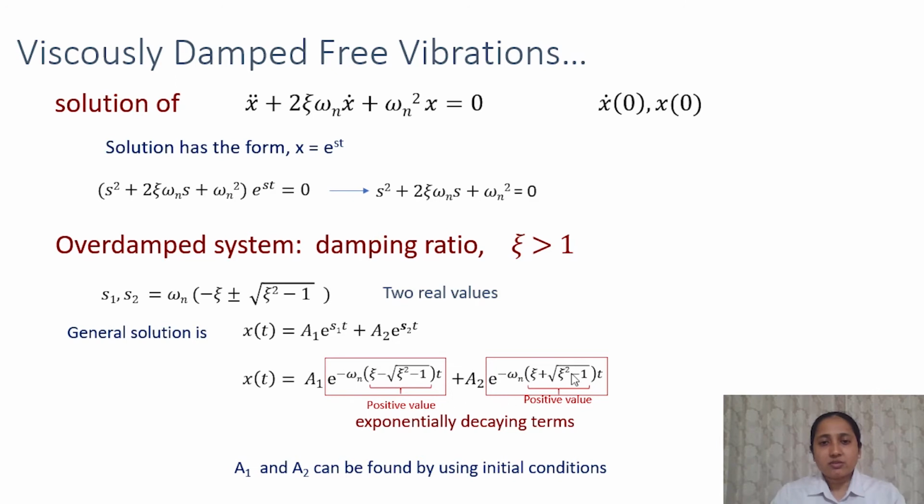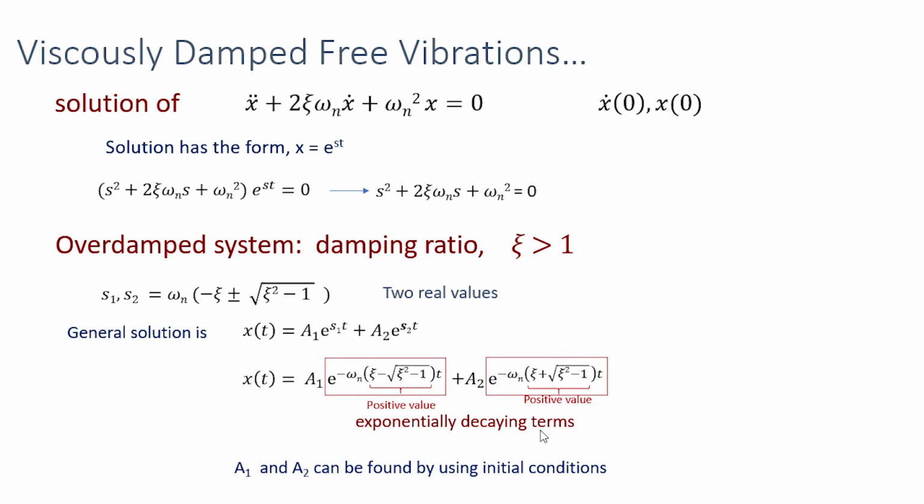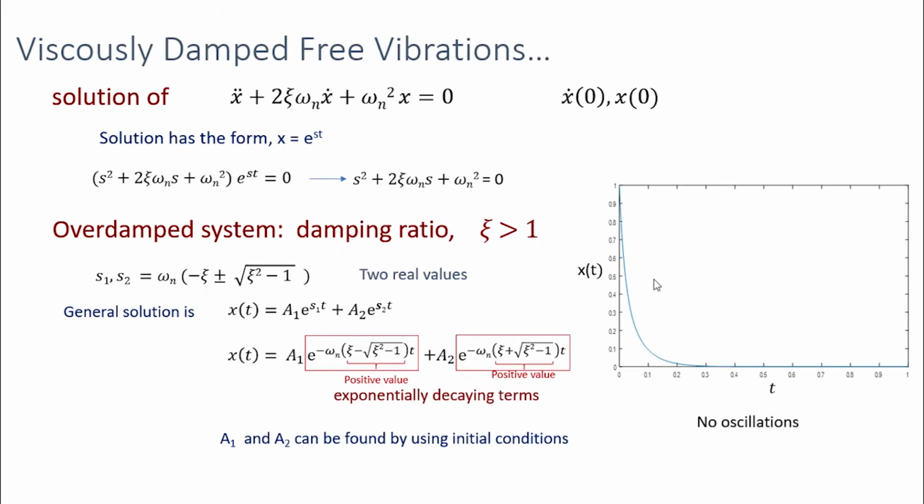Now let's see how this solution will look like. We have already discussed that it will be the sum of two exponentially decaying terms. So this is how our solution will look like. It's an exponentially decaying function. It starts with a high value and it decays faster. Mathematically, this reaches 0 at time equal to infinity. So practically that means this response is 0 after a long time.